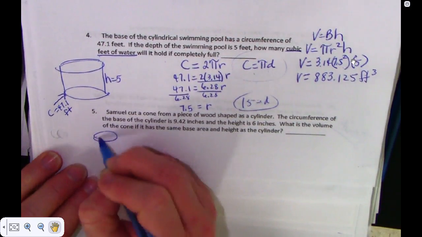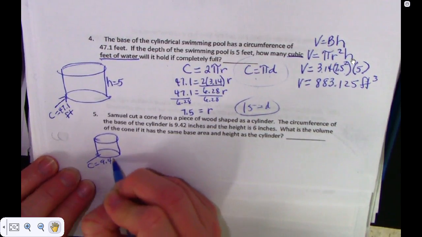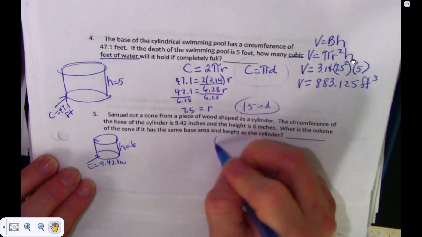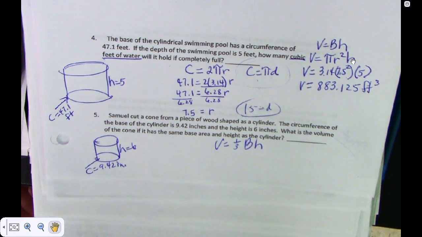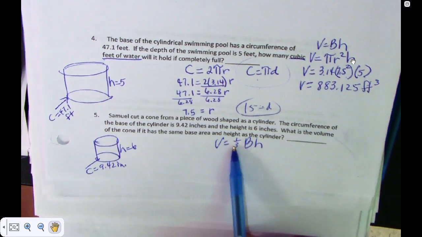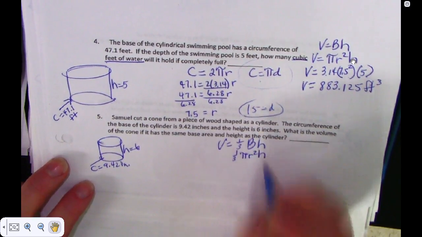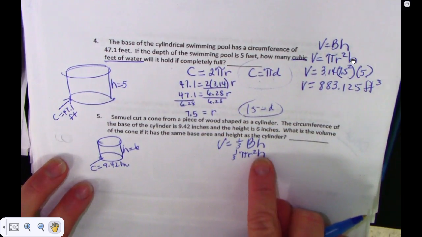Guys, you've got a cylinder. The circumference is 9.42 inches. The height is 6. But you're getting the volume of the cone. The cone. So you should have had 1/3 in there. Okay? 1/3 pi r squared times the height.